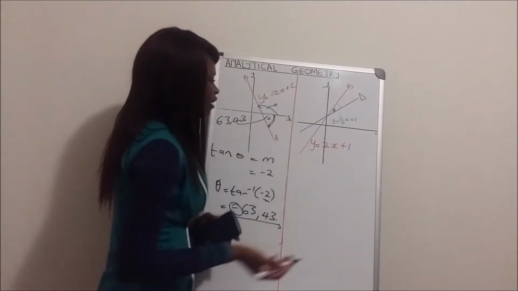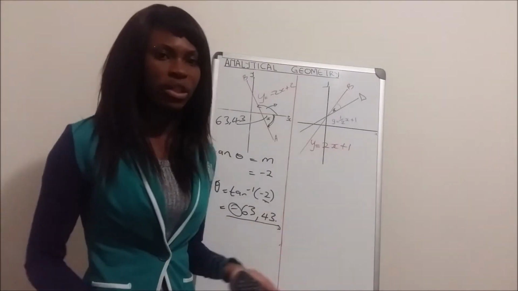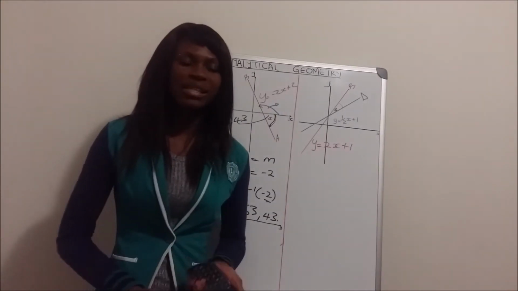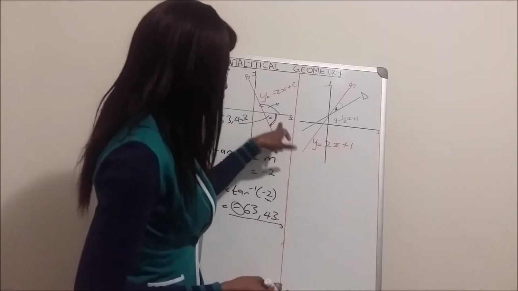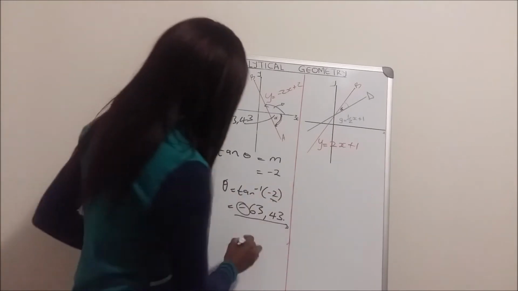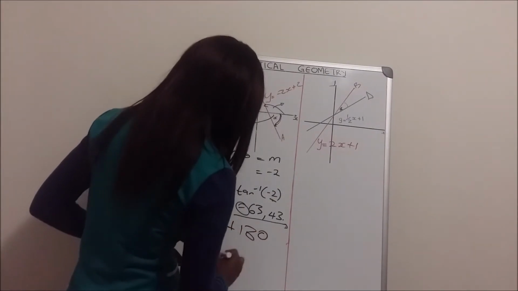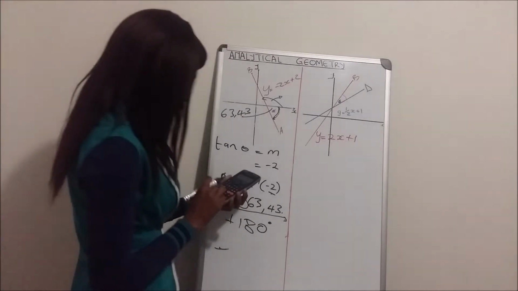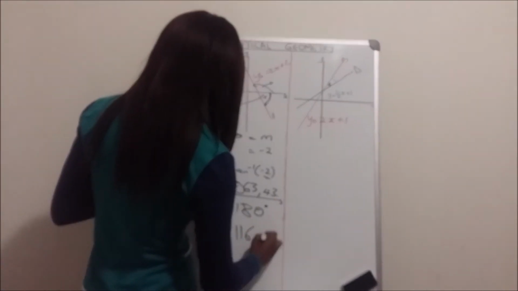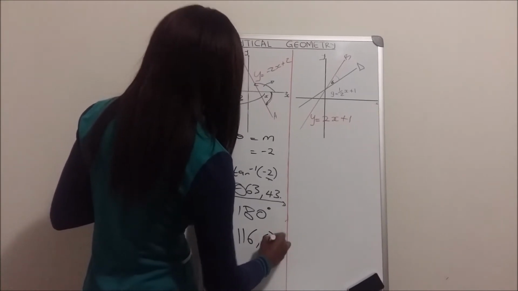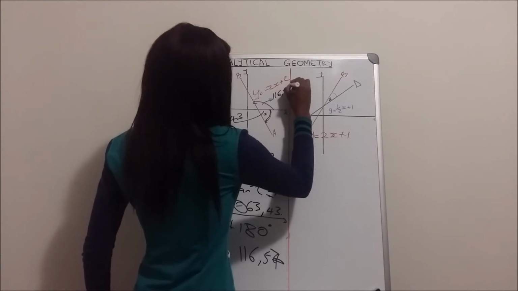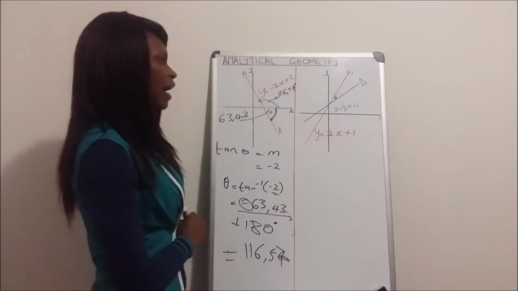But what if we were asked to find the angle of inclination? The angle of inclination is measured from the positive x-axis anti-clockwise, and this angle here is clockwise. To make it anti-clockwise, we have to add 180 to the final answer that we have. So plus 180 degrees gives us 116.57 degrees. This is the true angle of inclination.